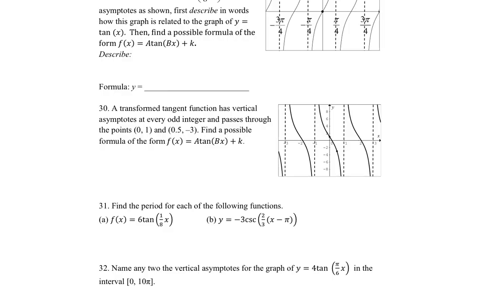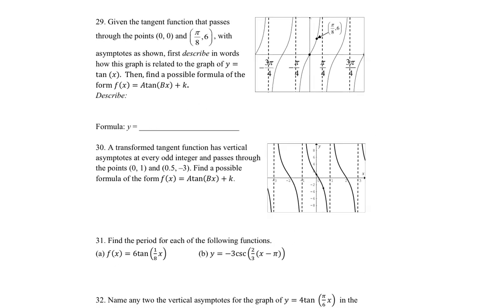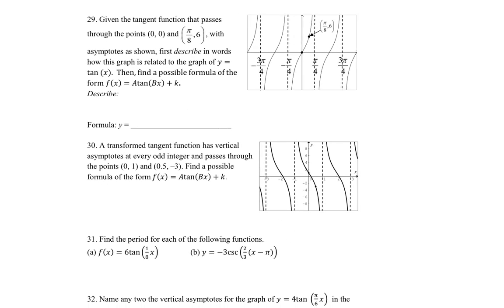All right, this says given the tangent function that passes through (0, 0) and (pi over 8, 6) with asymptotes shown, first describe in words how this is related to tangent, then find a possible formula. So I think that is not totally on the page. How about that? Okay, that looks better. So if I want to describe in words, the first thing I would notice is that there's a vertical stretch by a factor of 6.